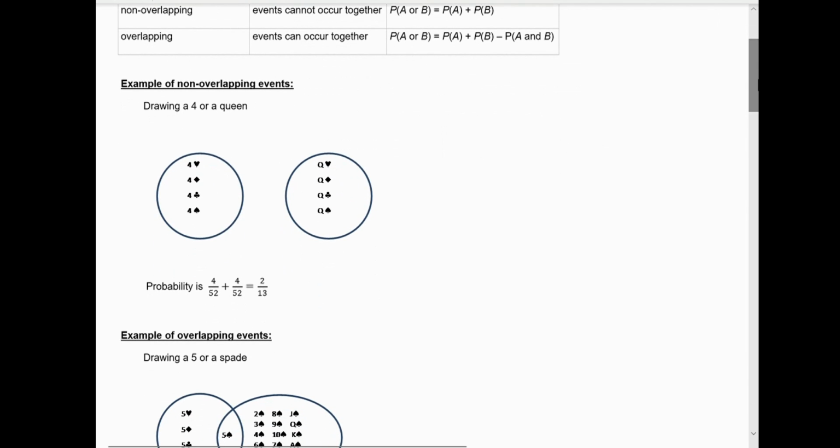The first example that I have is the probability of drawing a 4 or a queen. And you can see in my first circle, I have the probability of drawing a 4, which is 4 out of 52 because there's 4 different 4s. And over here, the probability of drawing a queen, 4 out of 52. And there's no overlap. A card cannot be a 4 and a queen at the same time. So we just add those two probabilities together.